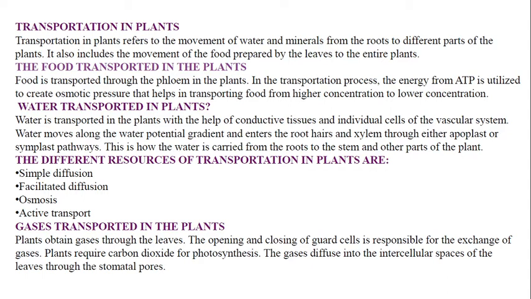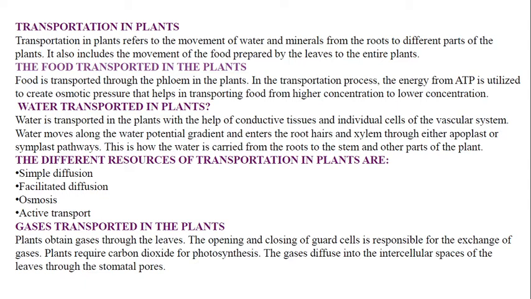There are different types of processes which can transport water in plants, that is with the help of simple diffusion, facilitated diffusion, osmotic pressure and active transport.